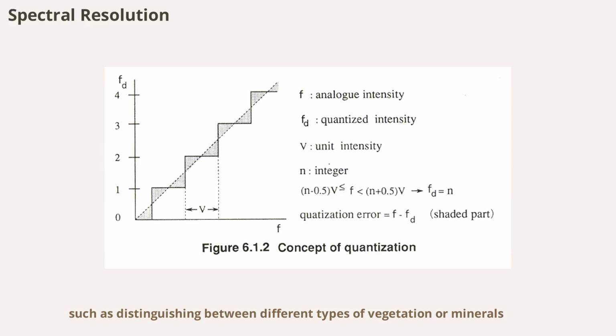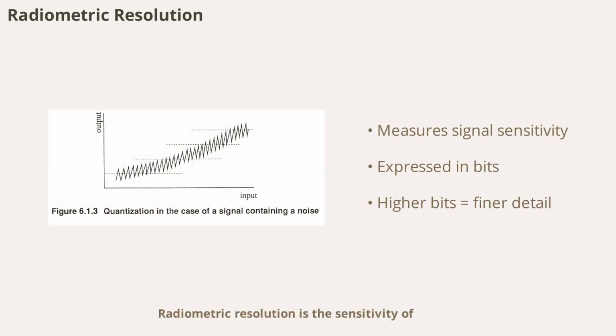Radiometric resolution is the sensitivity of a sensor to differences in signal strength, or how finely it can distinguish between variations in reflected or emitted energy. It is usually expressed in bits, with higher bit values allowing for more precise measurements.